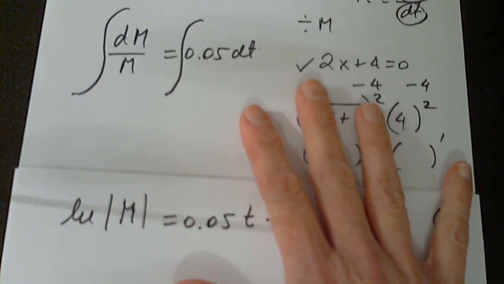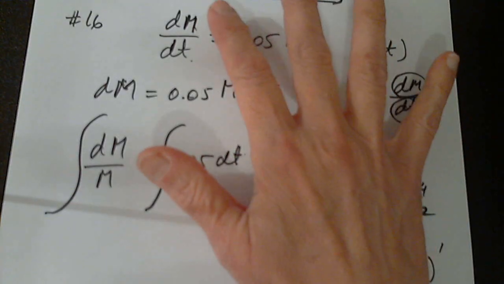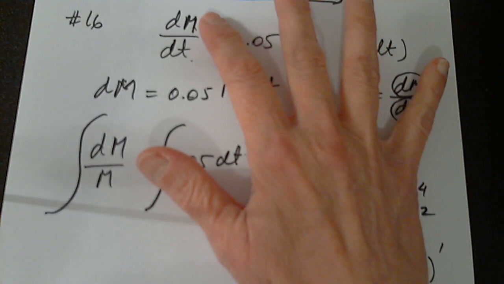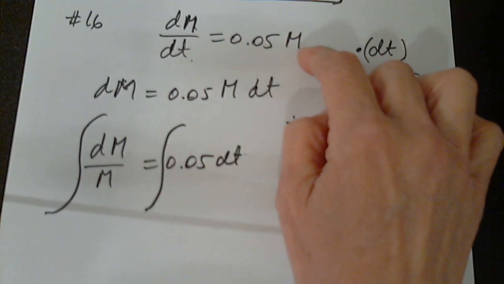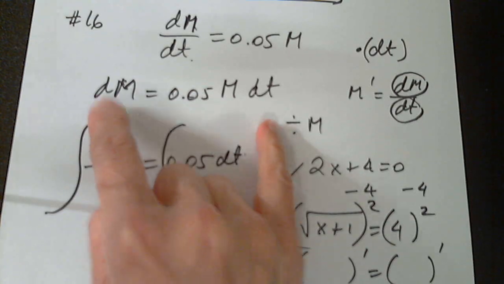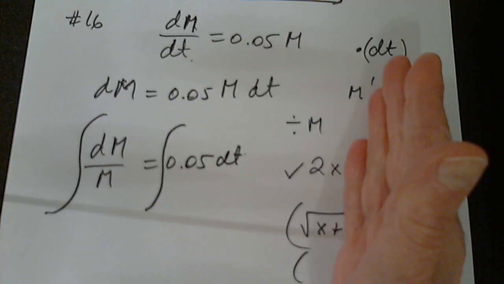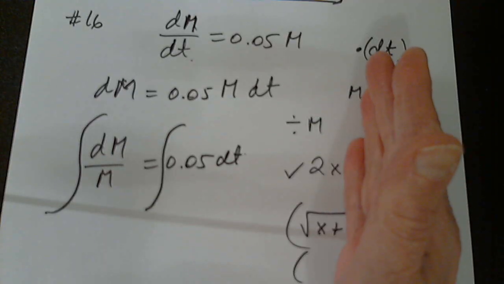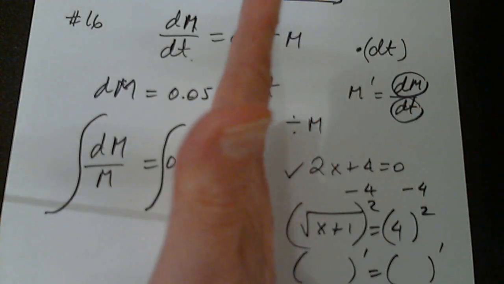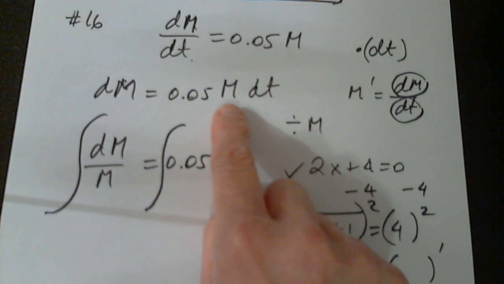Let's summarize what we just did and see if you have any questions. I was given that the derivative of m with respect to t equals 0.05 m. I multiplied both sides by dt, and I realize now that I have m on one side, but I also have m and t on the other. I'm trying to separate those. I want m alone on one side, and I want t alone on the other. So I had to divide both sides by m.